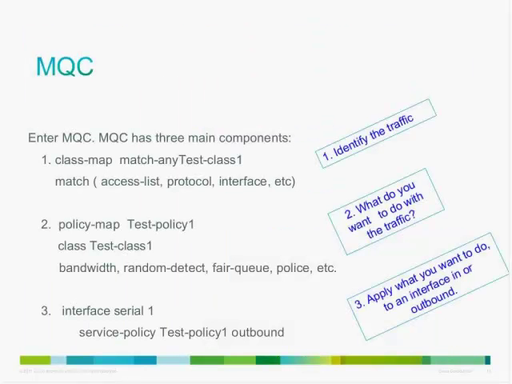So the basic concept of QoS is to classify the traffic, identify the traffic which we want to work on, and then either give bandwidth or drop the traffic if it is not needed, or if it is going over and congesting the network. Then we can police or shape or do whatever we want to do with that particular classified traffic, and then we apply that service policy on the interface.